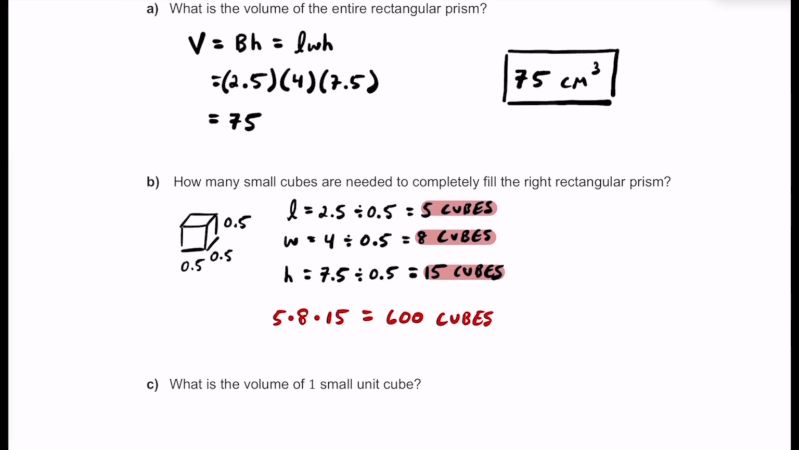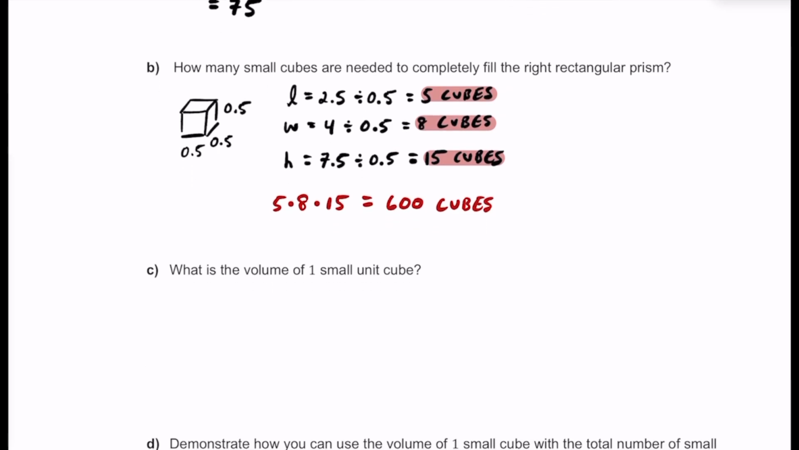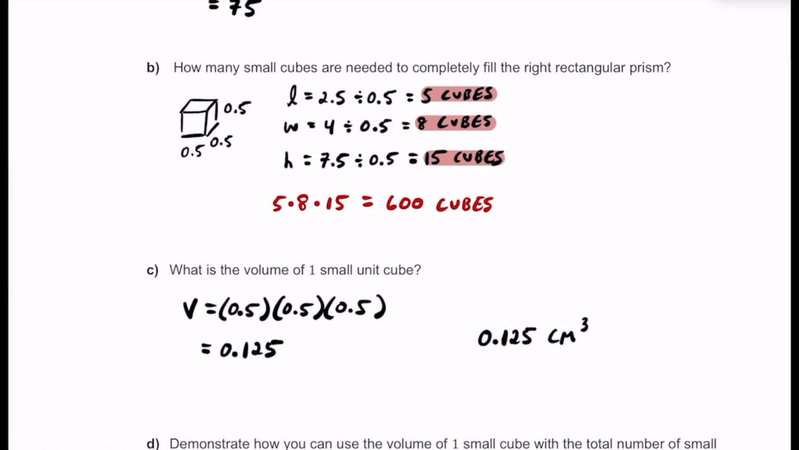The other way is going to go off of C, so I'm going to do C first here. It says, what's the volume of one of these little cubes? So the volume of one little cube is just going to be length times width times height, so 0.5 times 0.5 times 0.5. Now, 5 times 5 times 5 is 125. So if you move the decimal over 3 times, it's just going to be 0.125. So the volume of one little cube here is going to be 0.125 cubic centimeters. So that's how much space one of these will take up.